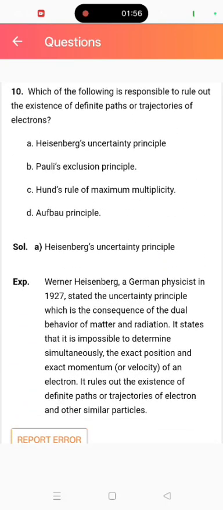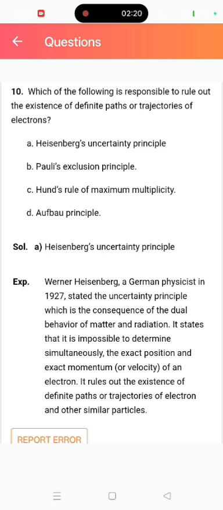Which of the following is responsible to rule out the existence of definite paths or trajectories of the electrons? Heisenberg uncertainty principle, Pauli's exclusion principle, Hund's rule of maximum multiplicity, or Aufbau principle. See, you have to learn all these laws. Okay, all these principles you need to learn. In this question, the answer is Heisenberg uncertainty principle.